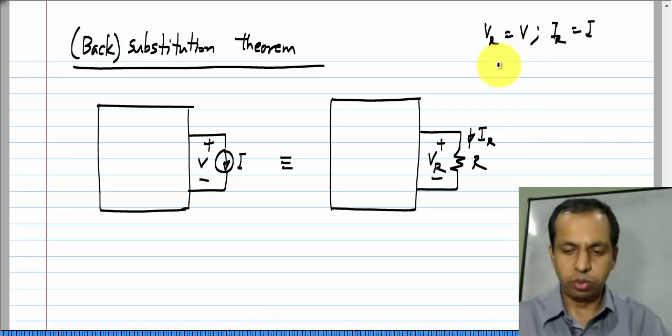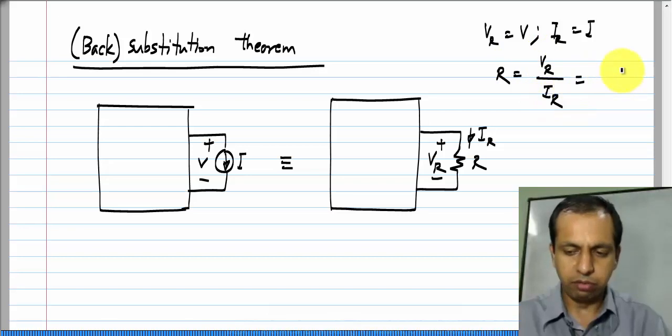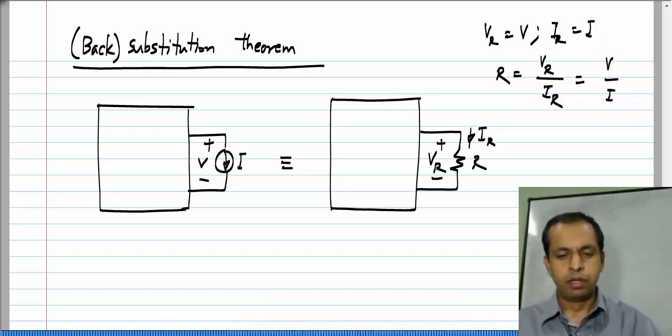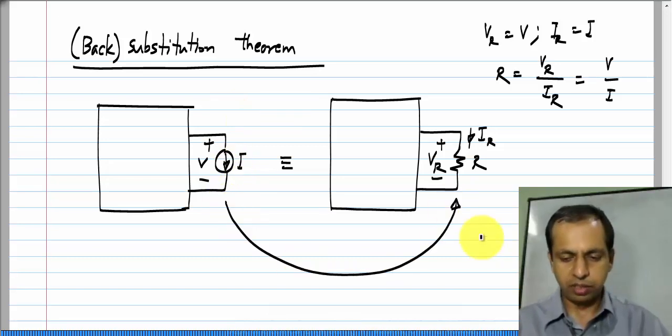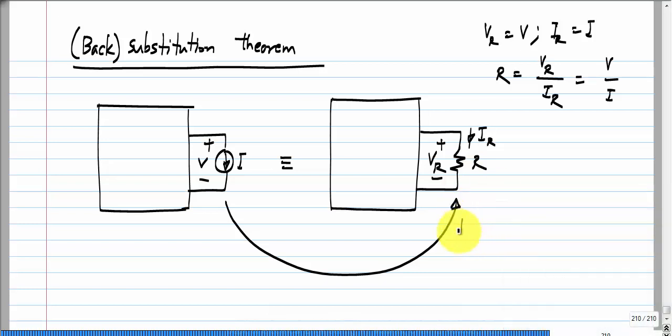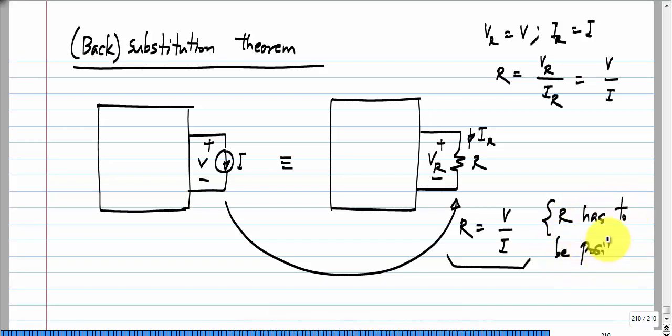Okay. We also know that the resistance R is VR divided by IR, which has to be equal to V by I. So, if I have a current source with a voltage V across it, I can replace that with a resistor where the resistance value equals V divided by I. Okay. So, this is how you can find the value of the resistance. Now, the one condition is that this resistance has to be positive. Okay. So, this is a sufficient condition.